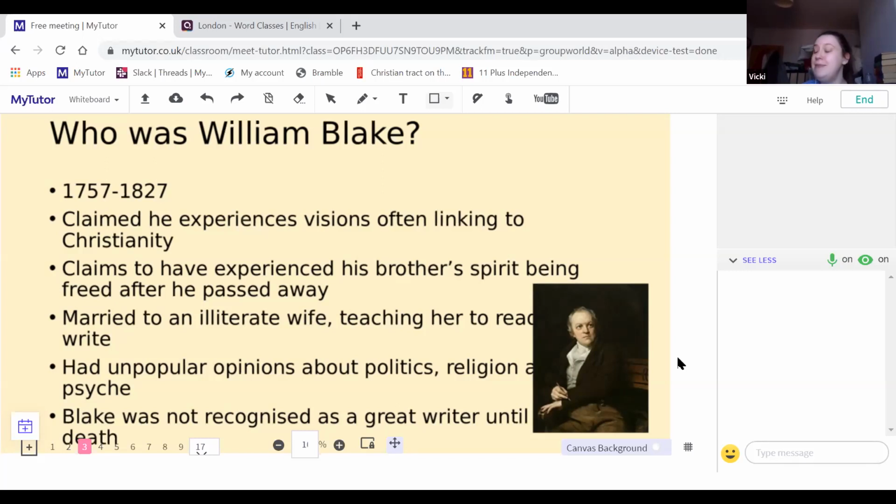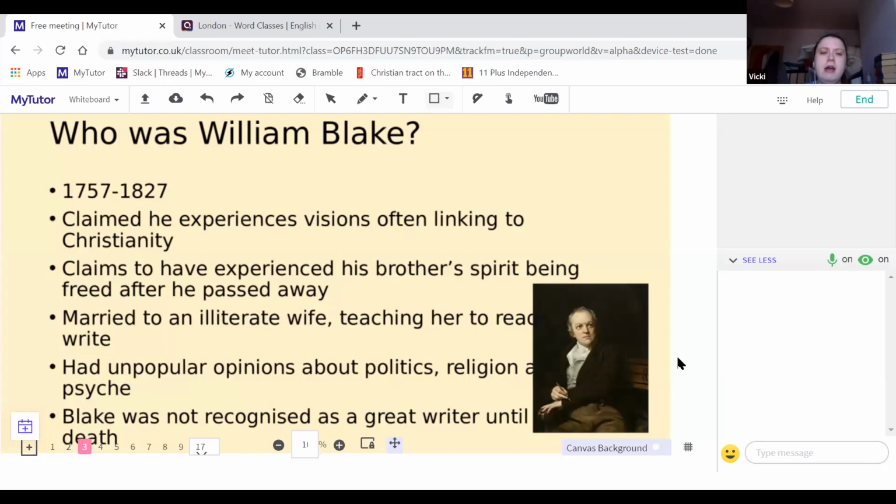He's married to an illiterate wife and taught her how to read and write, which is absolutely fantastic. When they got married, she signed her name with a cross on her marriage certificate, because that's what people did when they couldn't write. They just signed with a cross, which obviously was quite a big problem, because anybody could be signing with a cross. It's difficult to identify a person.